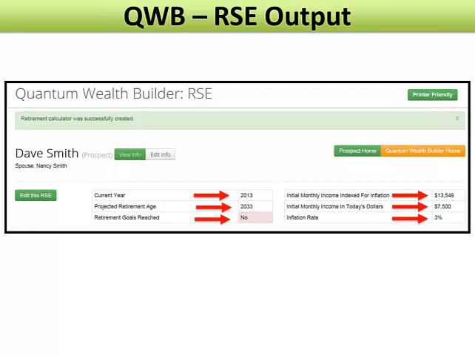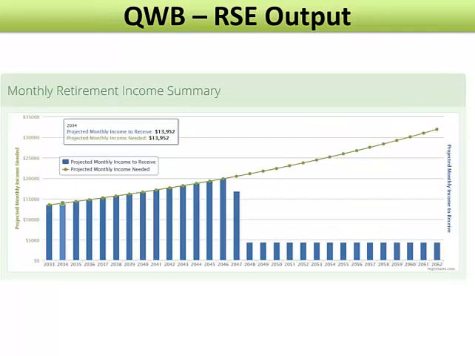So it's done right there. It just tells them simply, no, it's not going to work. We then go to the second half of this page, and we'll look at a graph. And the graph's going to show the green line is what they need. That's starting at the $13,952 and increasing each year. The blue bars, that's the income they're going to have.